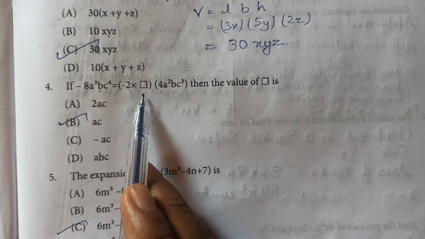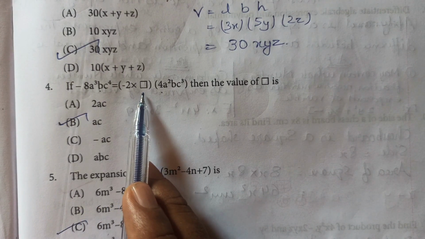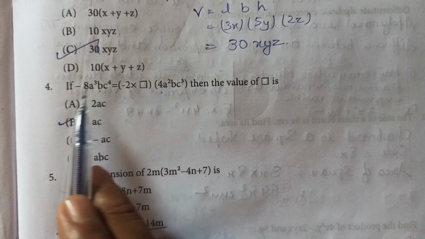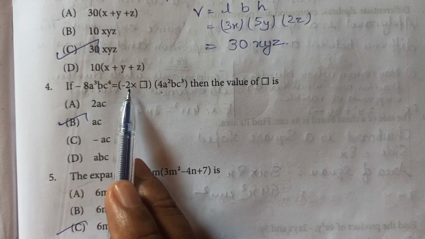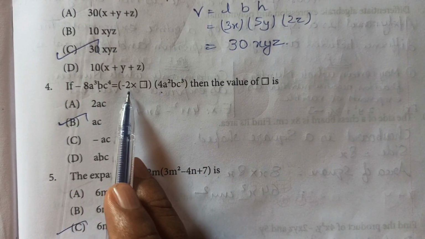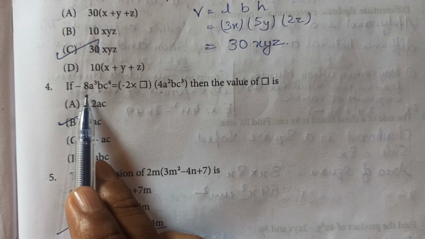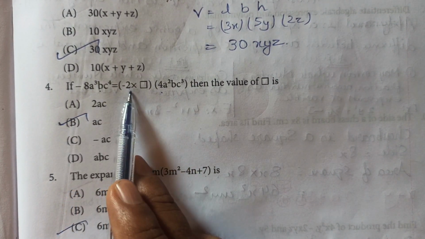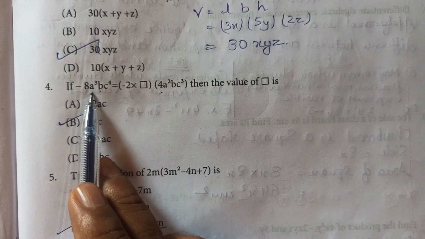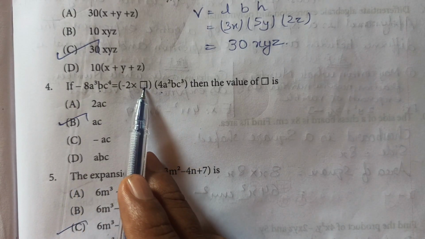Next question. It is the empty box that we are filling in the blanks. So we have to see the product. As you can see, there is a minus, so both sides we have minus. So we don't need to calculate the minus sign. This is 8, 4 2s are 8, so the constant is also correct. This is a power 3. This is a power 2. So one of the a is missing.